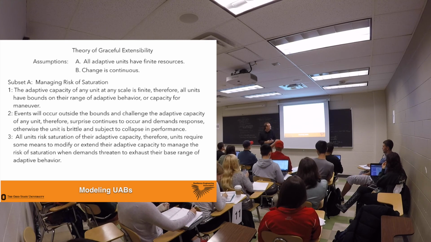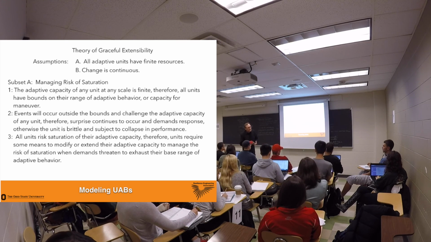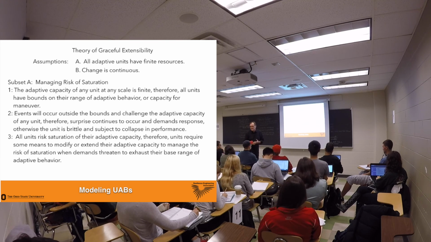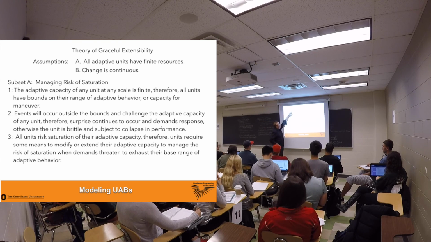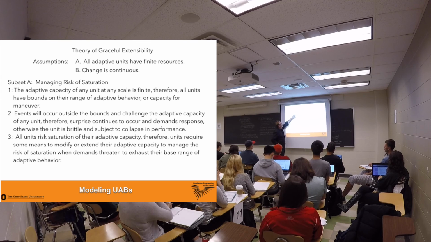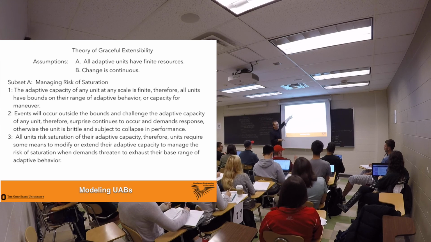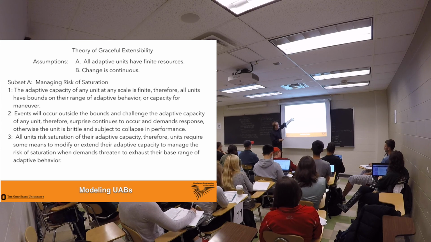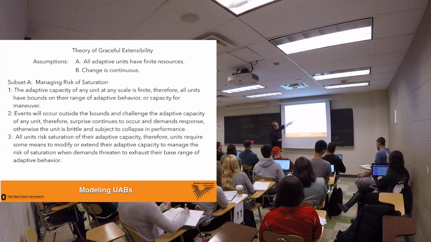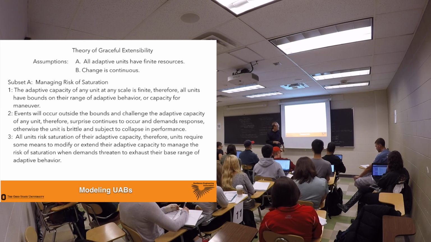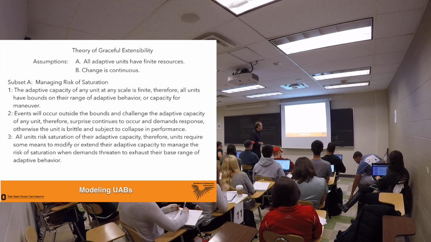So where have we ended up? We have ended up with 3 of the fundamental rules of the basic universe, right? The first one, given we have finite resources and we have continuous change, is we have to manage the risk of saturation. If you're going to be adaptive in this universe, you must be able to manage the risk of saturation. So any unit at any scale has finite adaptive capacity. So all of them have a bound on their range or capacity for maneuver. 2, surprise is normal. Events will occur outside those bounds and challenge the adaptive capacity of any unit.